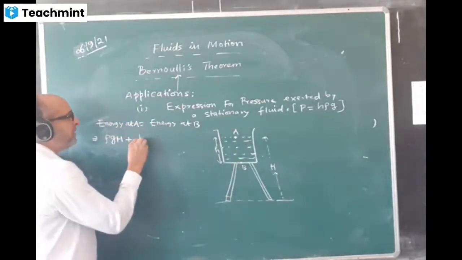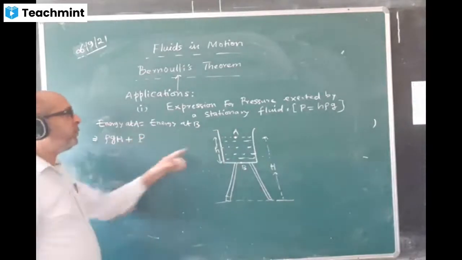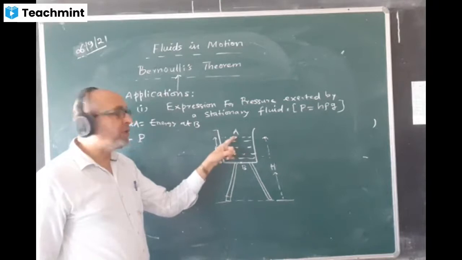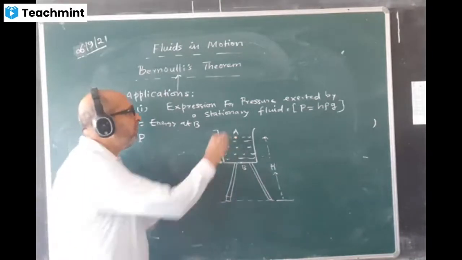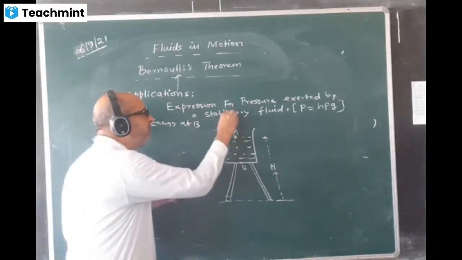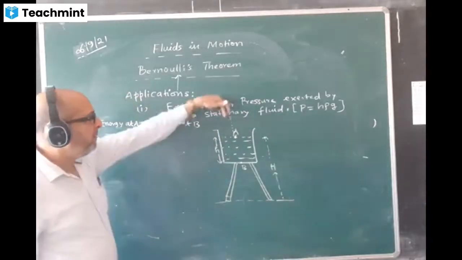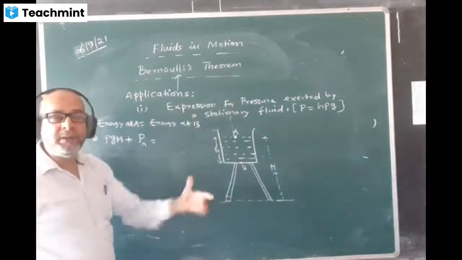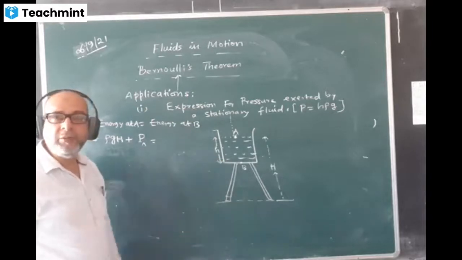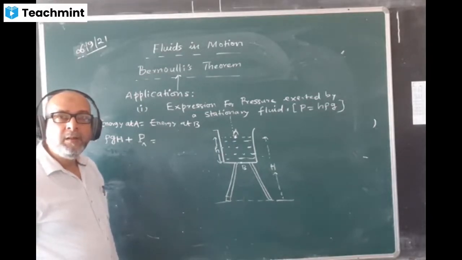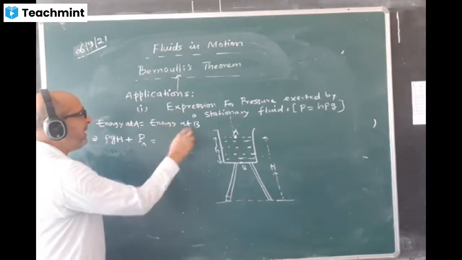Plus pressure energy. What pressure will be there at this point? The pressure of this point will be the atmospheric pressure. I write PA, atmospheric pressure. Pressure exerted by the atmosphere is on everything, so it is on this liquid also. PA. Have you understood? Say fast. Okay? Yes, sir.